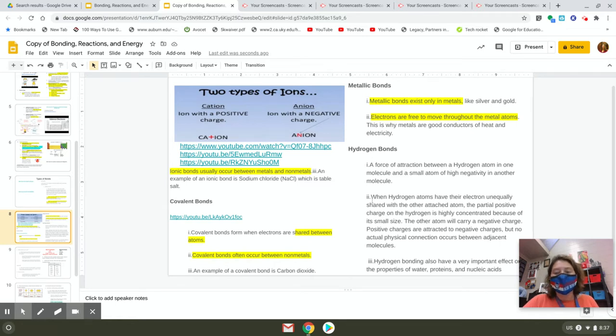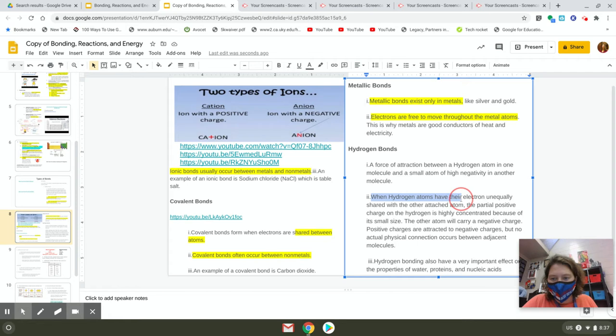Roman numeral number 2, when hydrogen atoms have their electrons unequally shared with the other attached atom, the partial positive charge on the hydrogen is highly concentrated because of its small size. Highlight that. So the other atom will carry a negative charge.